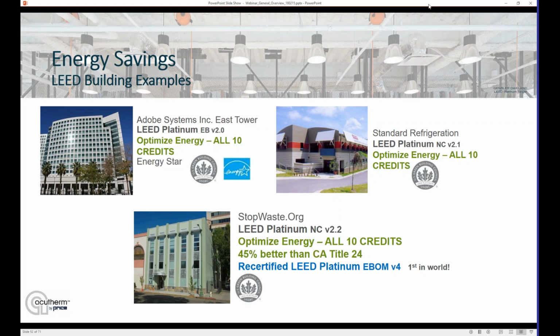And in the building in the bottom there, again, LEED Platinum, one of the first LEED Platinum buildings when LEED's version 2.2 had come out. Possibly more impressive, though, it was able to better California's stringent Title 24 code by 45% at the time. And now more recently, they've been able to recertify the building under the LEED version 4 system, now under existing buildings, and they achieved the first platinum rating in the world under version 4. So another very energy efficient building using Therma-Fuser diffusers throughout their office spaces to help achieve those energy goals.